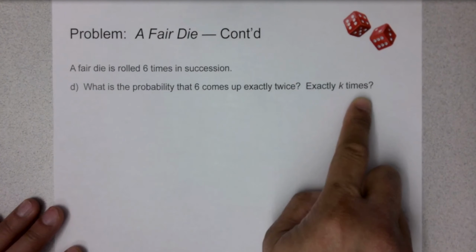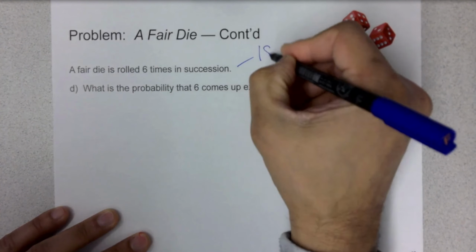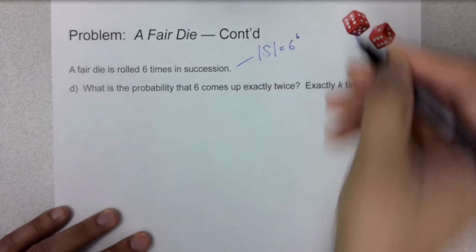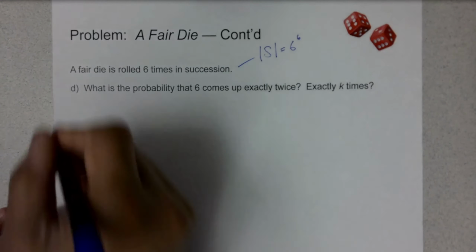How likely is it that you get it twice, 3 times, k times? Just remember the size of the sample space is 6 to the 6, so we're going to divide by 6 to the 6 later. When we did the example before with exactly 1 time, we first determined how many ways you can put the one 6 in the blanks, and there are 6 ways of doing it.